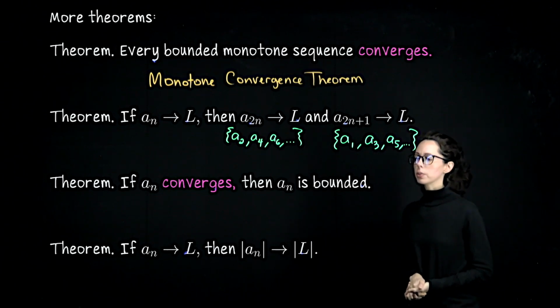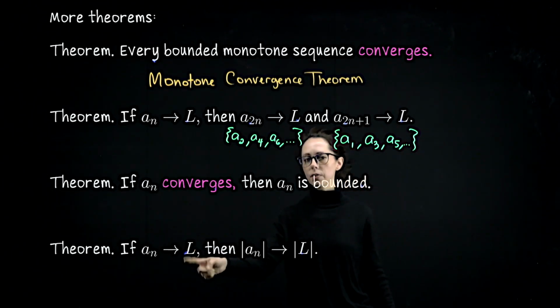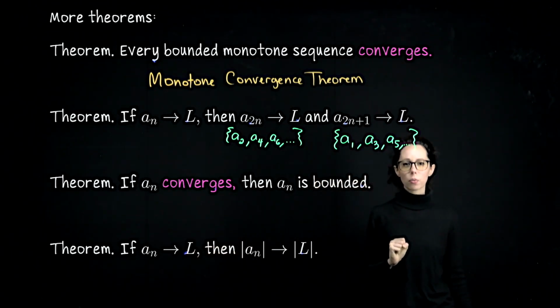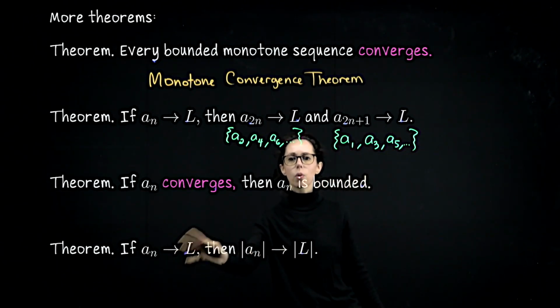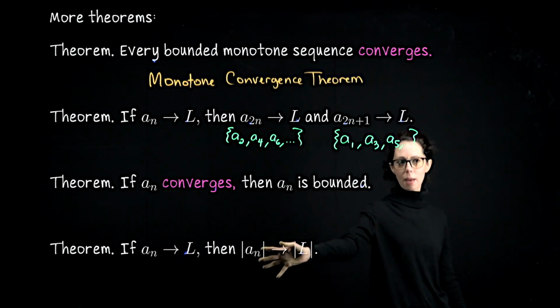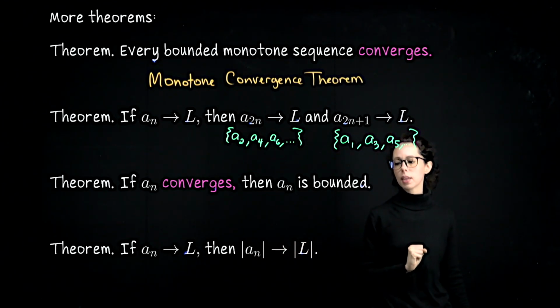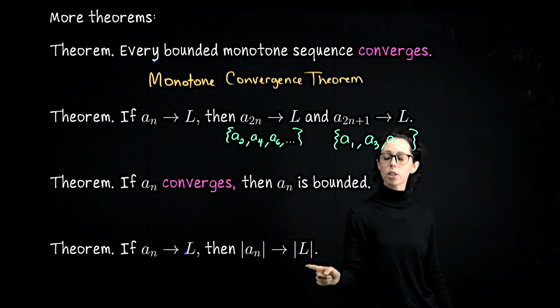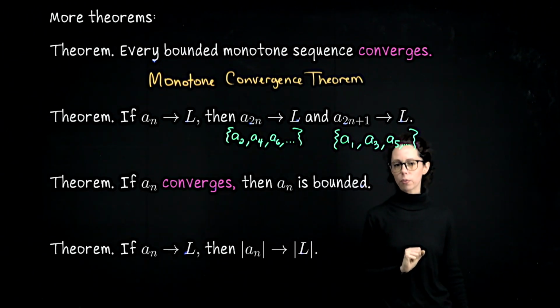And then the final result says that if a sequence converges to L, where maybe the original sequence was all negative or mixed negative and positive terms, if you form a new sequence by taking the absolute value of all of your original terms, then that sequence also converges, and it converges to the absolute value of the original limit.